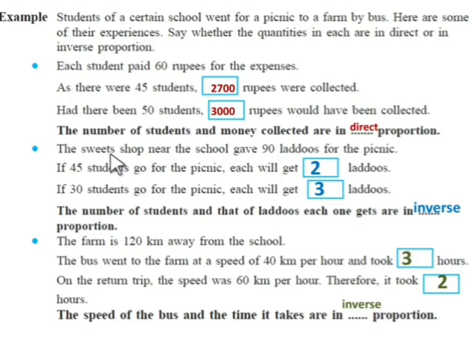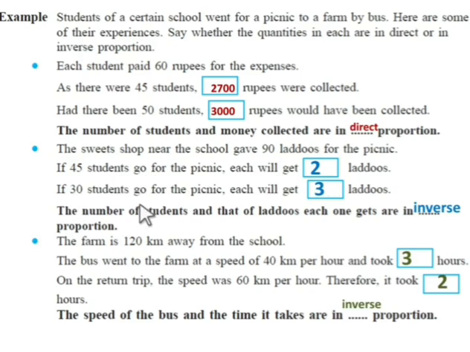Now, next example. The sweets shop near the school gave 90 laddus for the picnic. If 45 students go for the picnic, each will get naturally 2 laddus. What we will do? We will divide the total number of laddus by the total number of students. That is 90 divided by 45, you will get 2. Hence, if 45 students go for the picnic, each one will get 2 laddus.